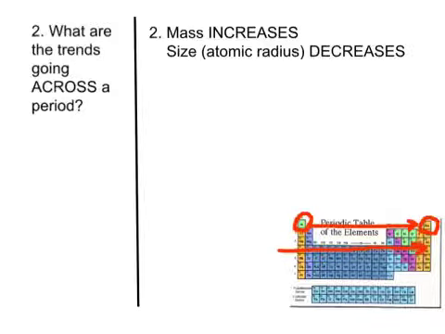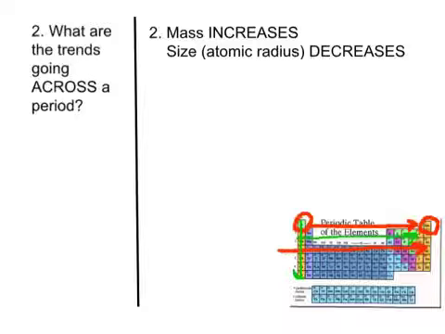All right, our second trend is size, or remember atomic radius, or the size of an atom. And the size is actually going to decrease as you go from left to right. Now you might think that's a little weird, because if the mass increases, shouldn't the size also increase? But size will decrease going left to right. So although size increases going from top to bottom, it decreases going from left to right. And that has to do with electronegativity. Remember, electronegativity is the ability for those atoms to attract electrons to themselves.